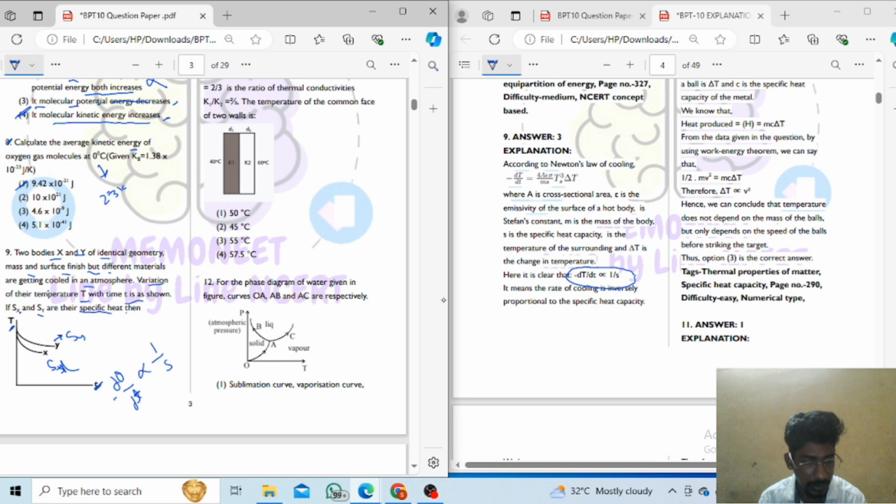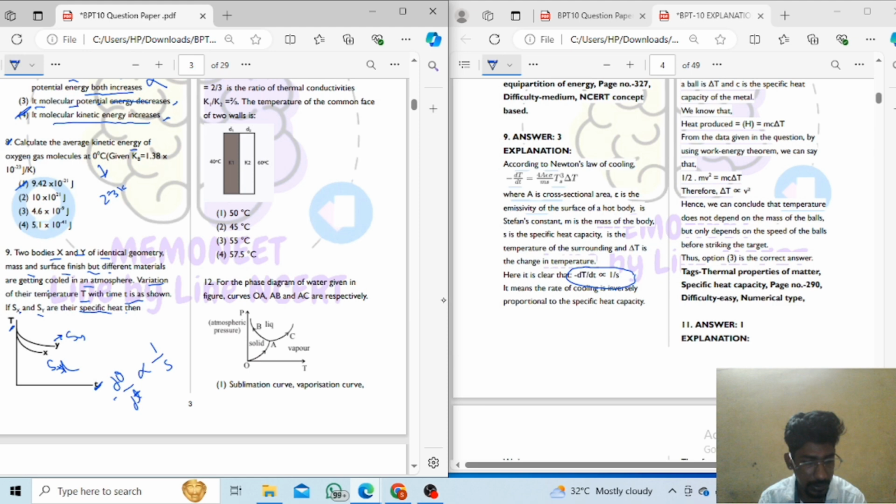Question number 10. If two balls of the same metal weighing 5 grams and 10 grams strike the target with the same velocity, and the heat energy so developed is used for raising the temperature alone, then the temperature will be... first of all, see this thing.